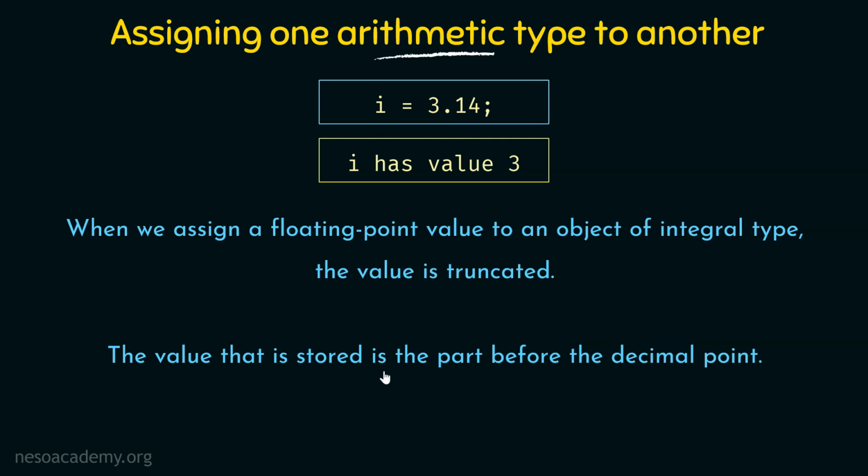So the value that is stored is the part before the decimal point. So that is why we have 3 over here. So again we see type conversion taking place over here. Okay, so now let's go to the next one.